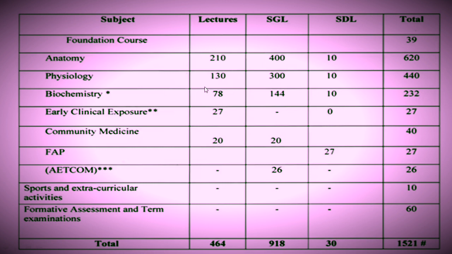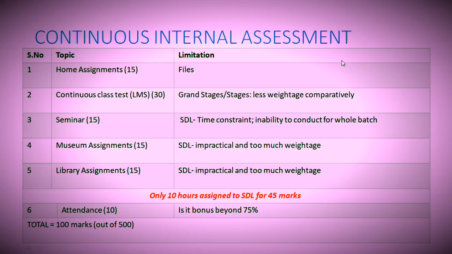Here you have anatomy, total 620 hours, in which SDL is 10 hours. Now, for 10 hours in SDL, we are talking about 45 marks: seminar 15 marks, museum assignments 15 marks, and library assignment 15 marks. Just 10 hours of assigned SDL carries 45 marks, while continuous classes just get 30 marks. And attendance, they say 10 marks.